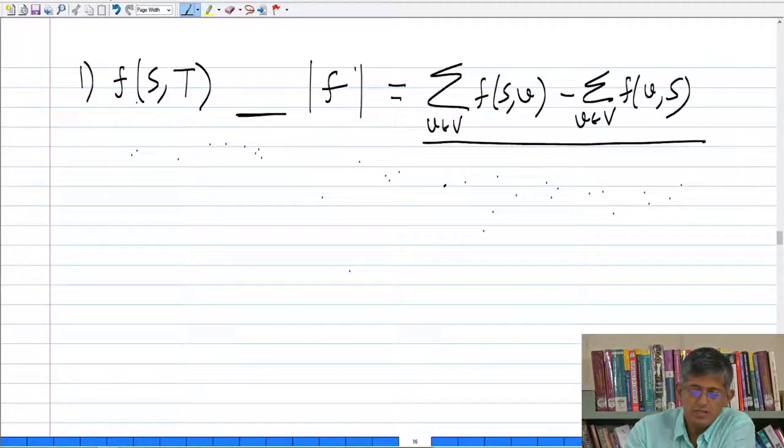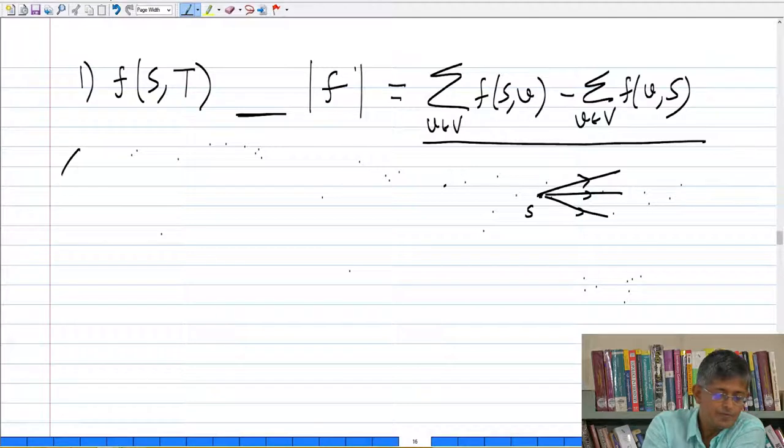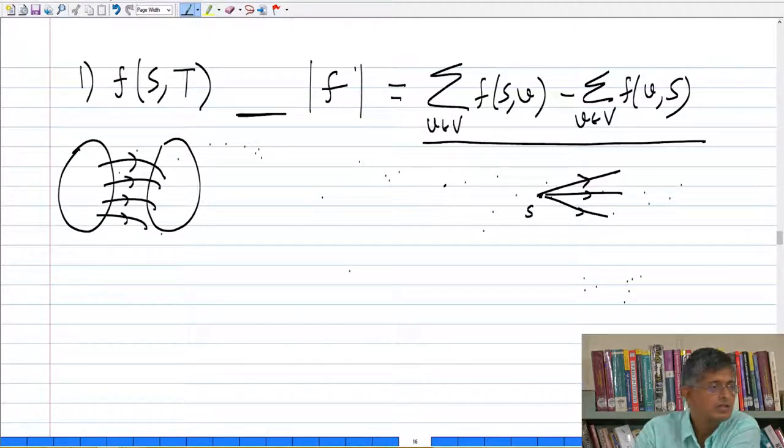Now, this is S, and this is a formula for the effective current. This is the effective flow that is flowing from S to T. This is the effective flow that is going from S to T. What is the connection between the effective flow that is leaving S and the effective flow that is crossing over from S to T?